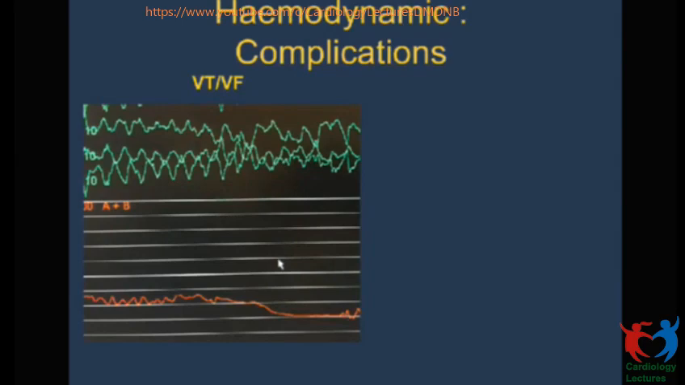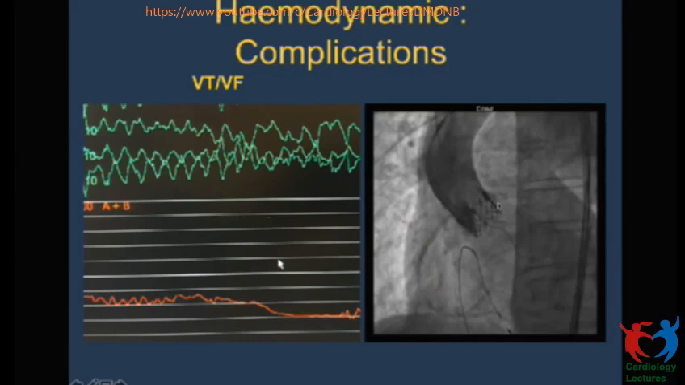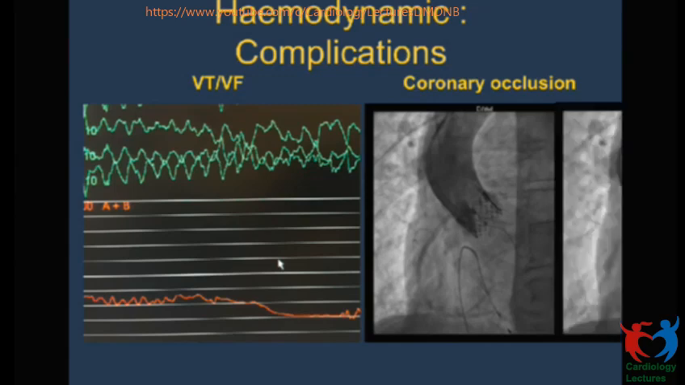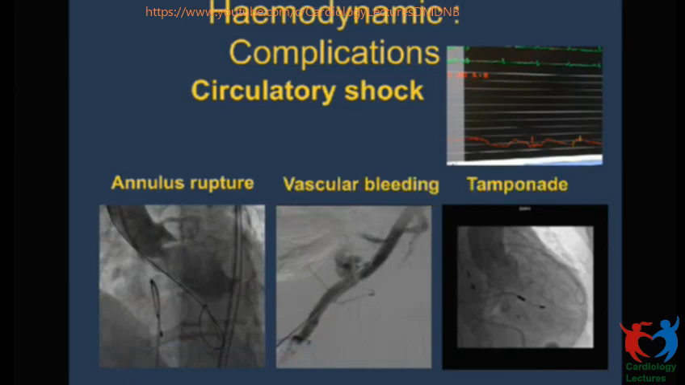And when you have complications, they come very quickly after the release of the valve. This is a ventricular fibrillation or tachycardia. And when you check the angio, you see you lost your left main. So you have your left main occluded by the native valve. Here you have to go quickly and open the left main. And sometimes you have circulatory shock, and when you do your angio, you see that you have annulus rupture or vascular bleeding or tamponade. So hemodynamic monitoring during the TAVI is very helpful to detect your complication, and you don't have to lose time to repair.